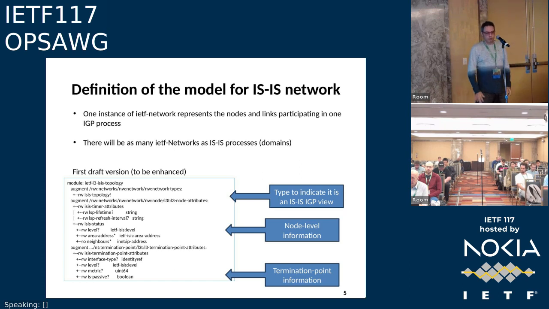For these planning purposes. And the extension, I'm not going to go into the detail, is that in the network types we added a hint to say to whoever is reading this that this is a view, including nodes that are talking ISIS to each other. If you read that, you can understand what this topology is about. Then we had to add some node-level information, and some information at the termination point, to include the level, the area address, the metric. This can be polished later.